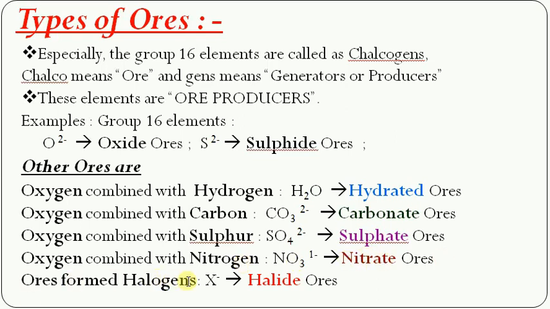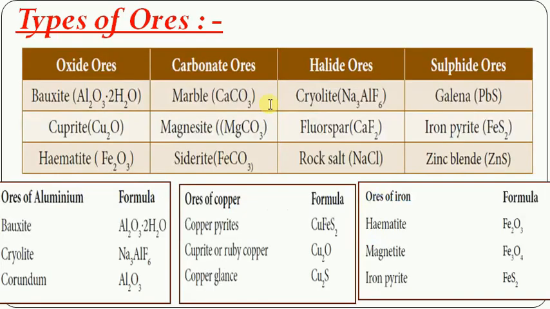Ores formed by halogens are called halide ores. In this case, we have fluoride, chloride, bromide, iodide, etc. So totally, we have seen 7 types of ores. Especially group 16 elements form ores, so they are called ore producers. Now let us see some examples of types of ores.